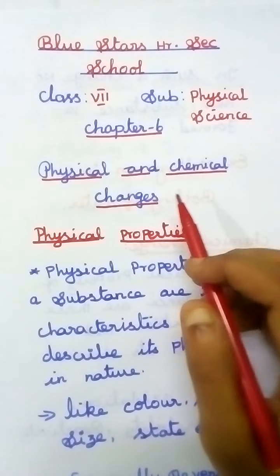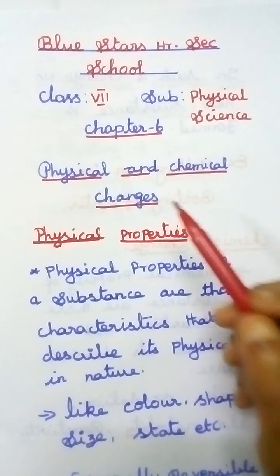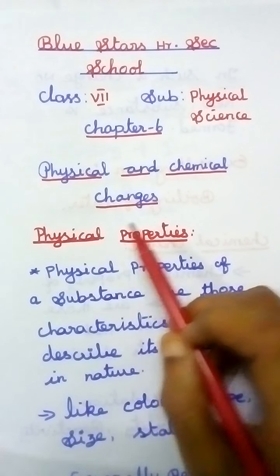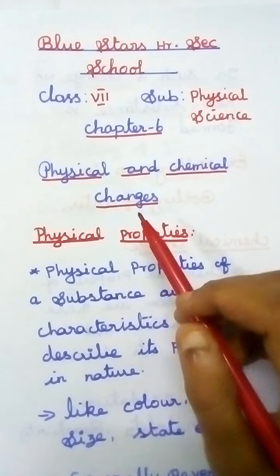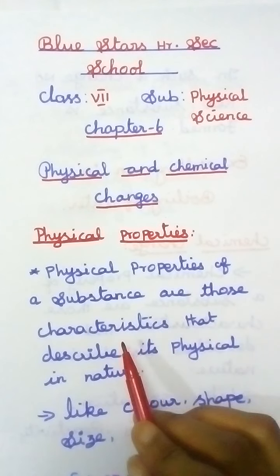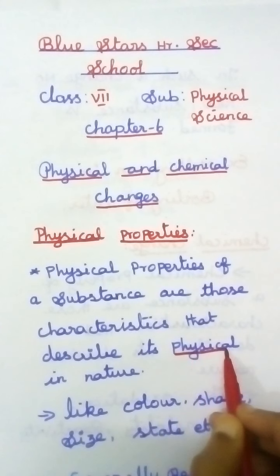Next we will see physical and chemical changes. What is the difference, and what are the properties of physical and chemical changes? First we will see physical properties. The physical properties of a substance are those characteristics that describe it as physical in nature.